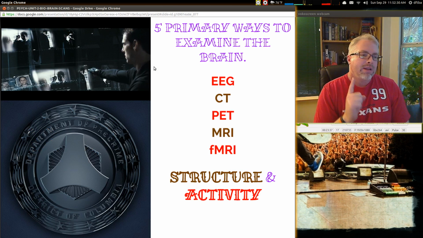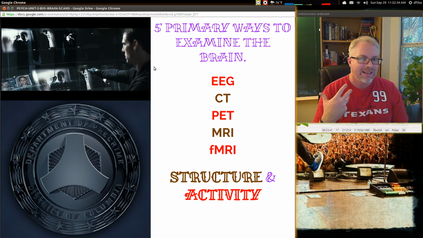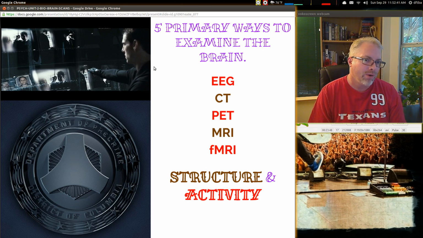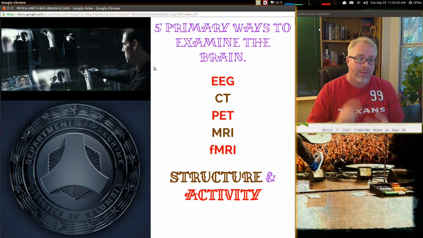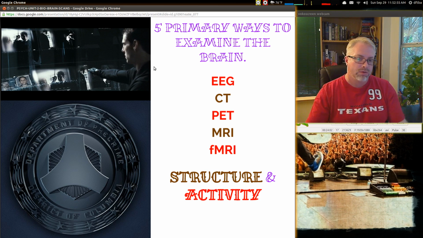So one last time, I don't think we have the ability here to cognitively detect whether or not crimes are going to occur, like they could in the movie Minority Report. But there are some fascinating ways we can look inside the brain. And keep in mind, the EEG, the PET, and the fMRI are looking at activity. And the CT, the CAT scan, and the MRI are looking at more of a structural approach.